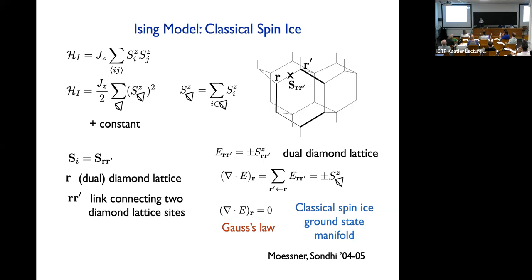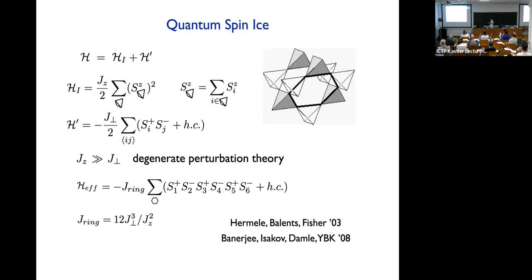Now we want to go to the dynamics. In order to introduce the dynamics, I have to add a quantum fluctuation. So you add a transverse quantum fluctuation term like this, S plus S minus. Now I can flip my spin. If you assume that this transverse interaction is much, much smaller than the Ising interaction, I can do degenerate perturbation theory. It turns out that the lowest term I can generate is basically a six-spin ring exchange term around the hexagon in the pyrochlore lattice.